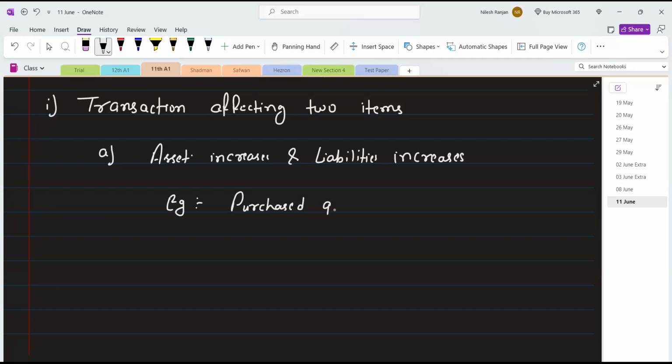Purchased goods on credit. Oh yeah. Okay. So in this case, the stock will increase and creditors will increase. Yes.